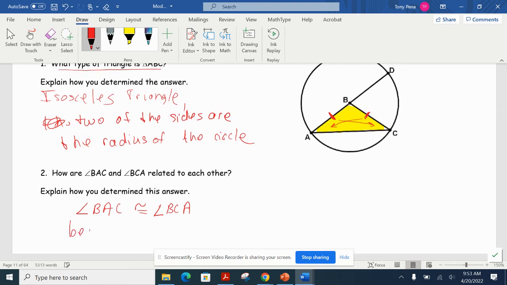And then we would just say because they are opposite of the congruent sides. All right, so that's basic isosceles triangle stuff. We're just getting it from a circle and understanding that the radii are the same. Okay.